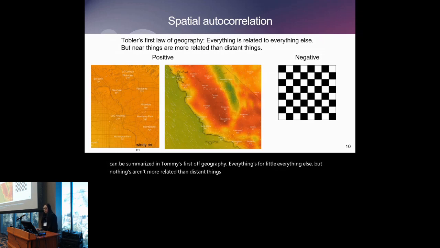So we can have positive spatial autocorrelation, in which nearby things tend to be more similar than distant things. An example is weather. Negative spatial autocorrelation means that the nearby things tend to be more different than distant things. There aren't as many examples, but one of the obvious examples will be the chessboard, where the neighbors must be different.